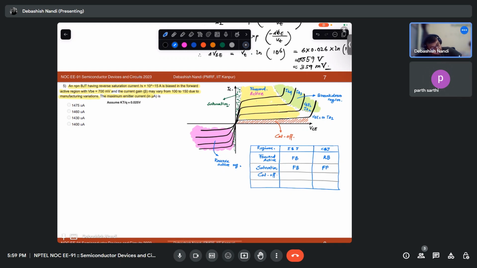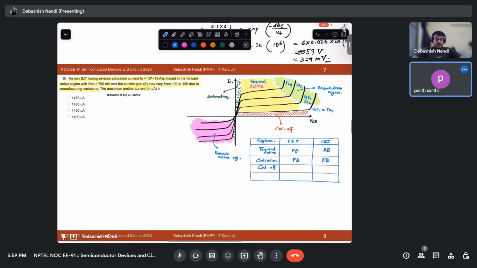And for cutoff? Both should be in reverse bias. Are you sure? I think so. And what about the reverse active? Reverse active should be opposite of active region. First will be in reverse bias and second will be in forward bias. Okay, fine. I think that is fine.